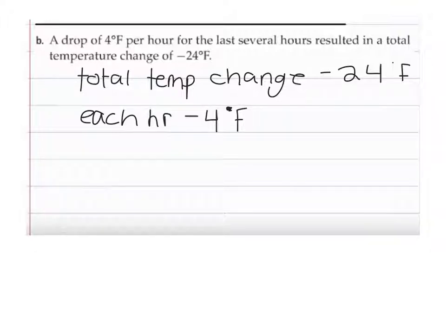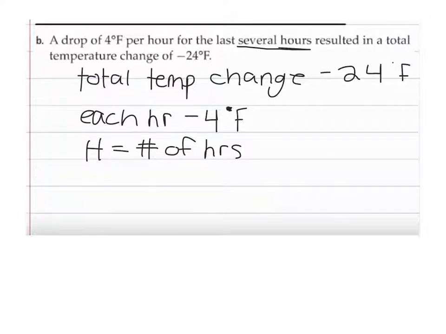So what am I looking for? A drop of 4 degrees Fahrenheit per hour for the last several hours. So we don't know how many hours. So H is going to equal the number of hours. That resulted in a total temperature change of negative 24 degrees Fahrenheit.